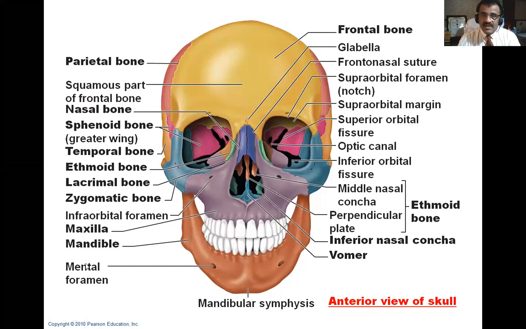You can see two mental foramina. This mental has got nothing to do with this mental. They are called mental because they are foramina on the mandible; mandible means mentum. So these are the different 22 bones in the skull, which we are going to study individually one by one, region wise. First we will be studying bones of the cranium, and then we will be studying bones of the face.